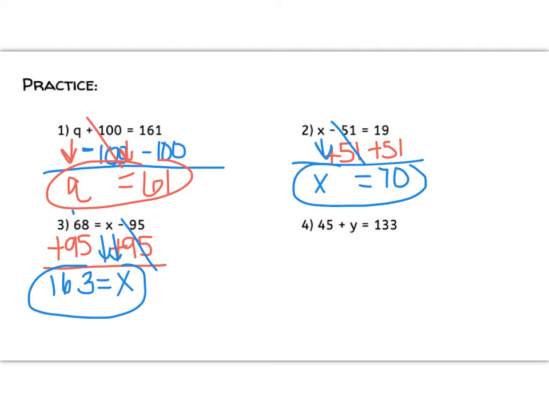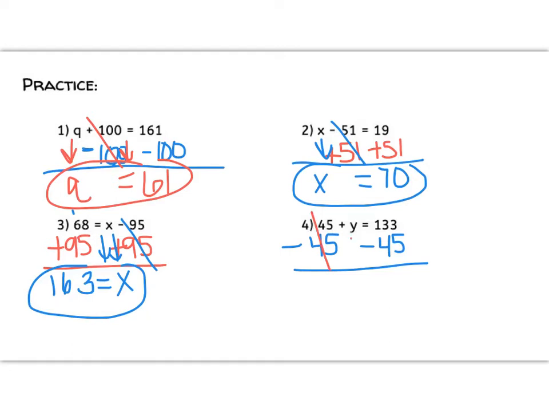Number 4, 45 is attached to the y by addition. So I need to subtract 45 on both sides. I'm going to subtract 45 here, and I'm going to subtract 45 here. Okay, so plus 45 and minus 45 cancels.